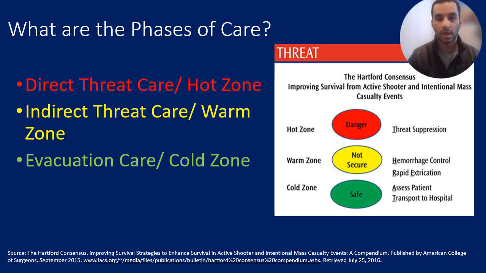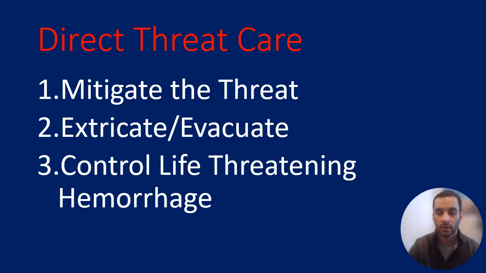Now, you can see the basic goals in each zone in the graphic. In the direct threat zone, we're primarily focused on threat suppression and a little bit more. I'll talk about that in a second. In the warm zone, we're focused on hemorrhage control and extrication. We'll talk a little bit more about that. And then in the cold zone, it's going to come back to look more like your traditional EMS. So let's talk about these in more depth and more detail and really flesh out what kind of care you would perform if you ever found yourself in one of these situations.